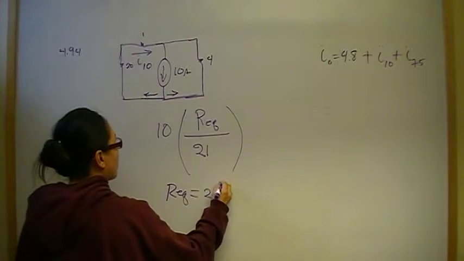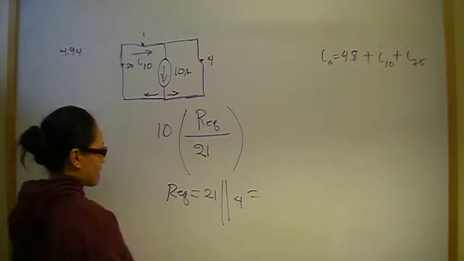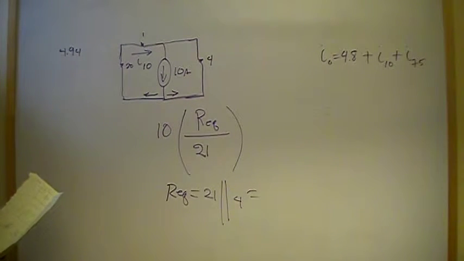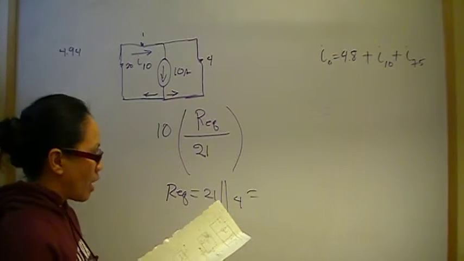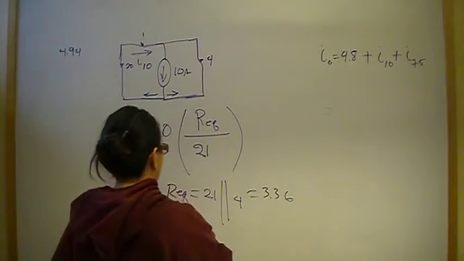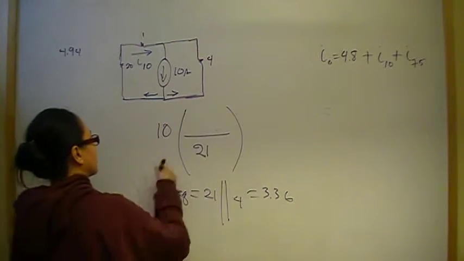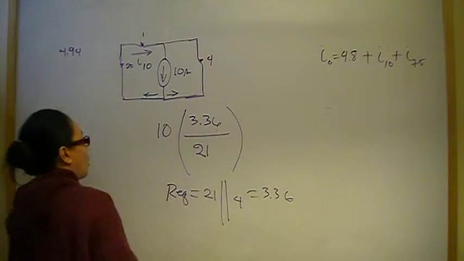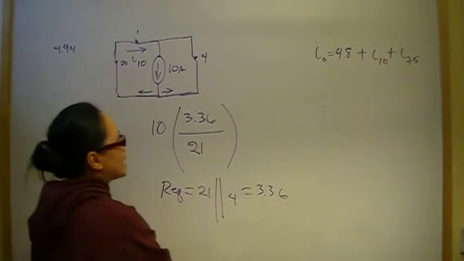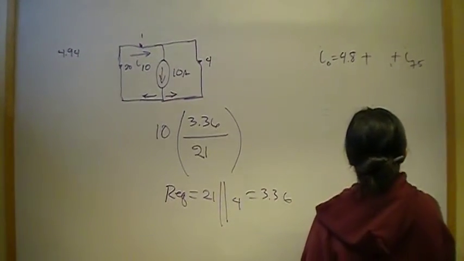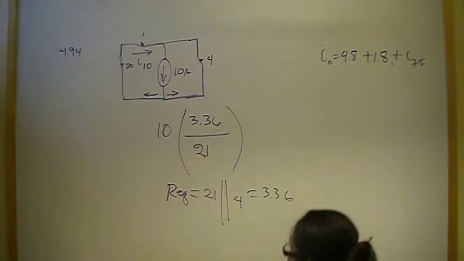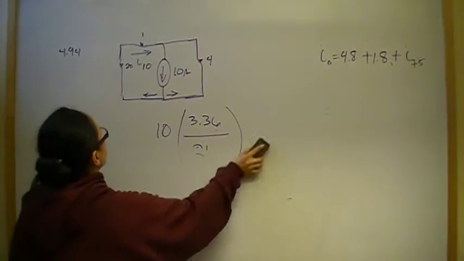Req then is 21 in parallel with 4. And that works out to be 3.36. So you replace this with 3.36. 3.36 over 21 times 10 should give you 1.8 amps. So I-10 is 1.8 amps.